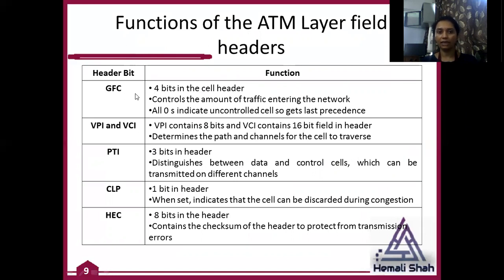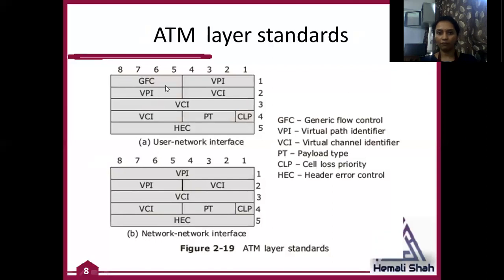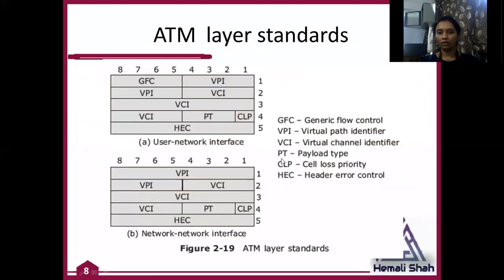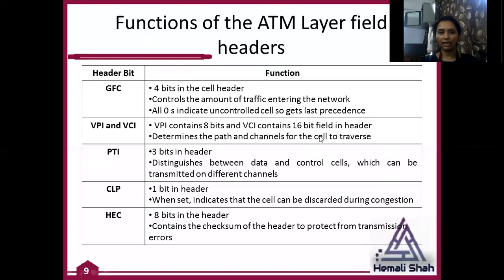The 4-bit GFC, generic flow control, is basically used to control the amount of traffic entering the network. All 0 indicates an uncontrolled cell, so it gets the lowest precedence. VPI and VCI are the virtual path identifier and virtual channel identifier. The VPI contains 8 bits and the VCI contains a 16-bit field in the header. They determine the path and channel for the cell to traverse, from which path and channel it should traverse. This information is stored inside the VPI and VCI.